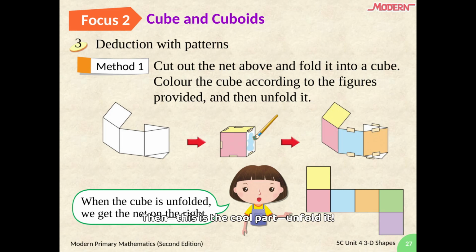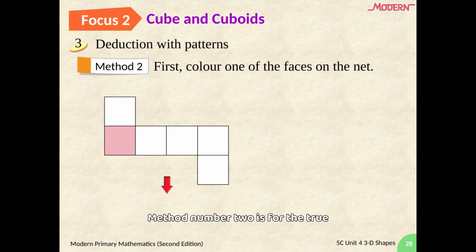Then, this is the cool part. Unfold it. Boom. You have the perfect map of where the colors live. It's like unfolding a secret treasure map. This works every time, but can we do it without the scissors? Let's see. Method number 2 is for the true math ninjas, pure deduction.